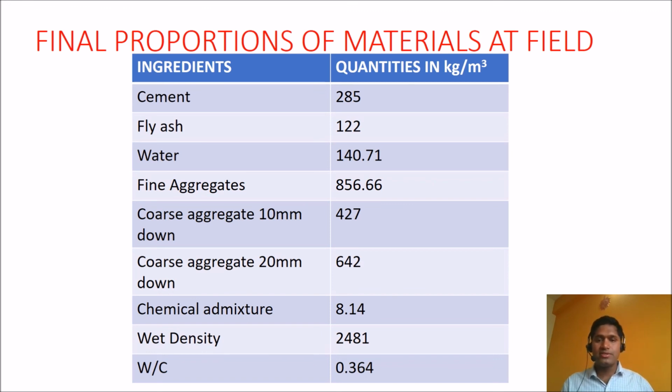The basic idea of this is that you need to bring the aggregate to SSD condition. You have to make the field correction. That is why in IS 10262 the note is given: aggregates are assumed to be in SSD condition, and the necessary field corrections need to be done.